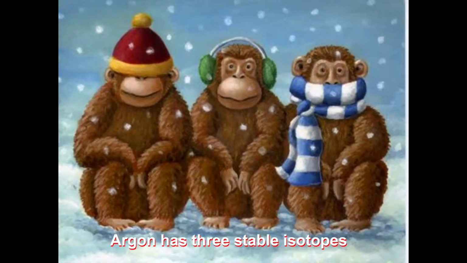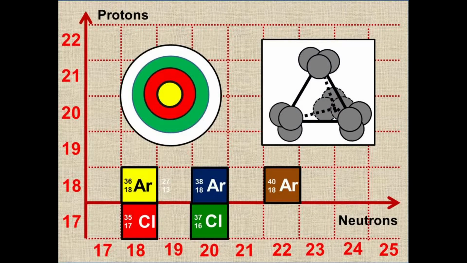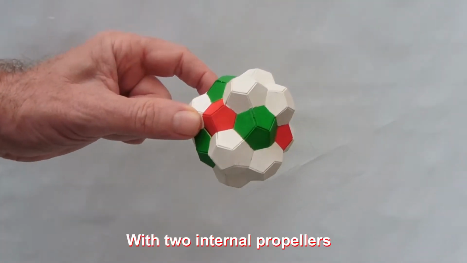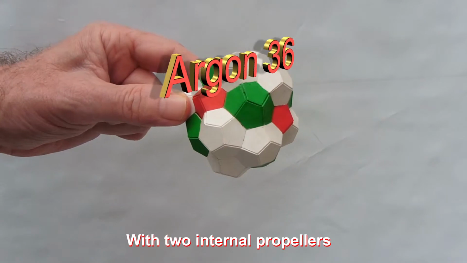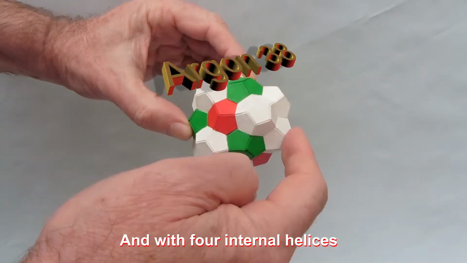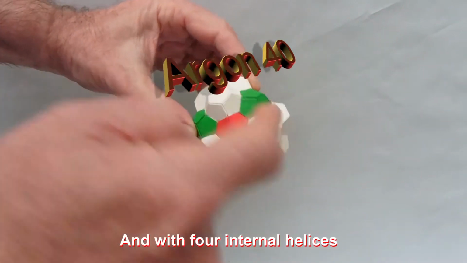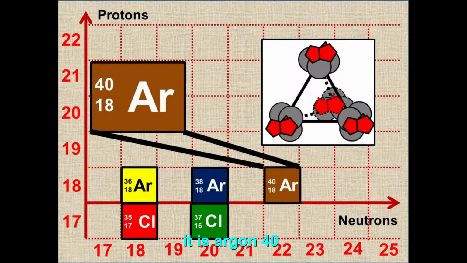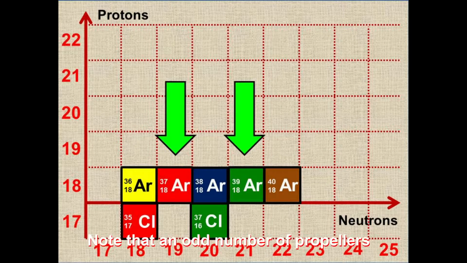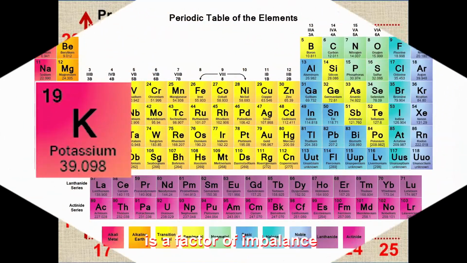Argon has 3 stable isotopes, and represents the 3rd complete layer of tetrahedral morphology. Well balanced and without internal propellers, it is argon-36. With 2 internal propellers it is argon-38. And with 4 internal helices it is argon-40. Note that an odd number of propellers is a factor of imbalance.